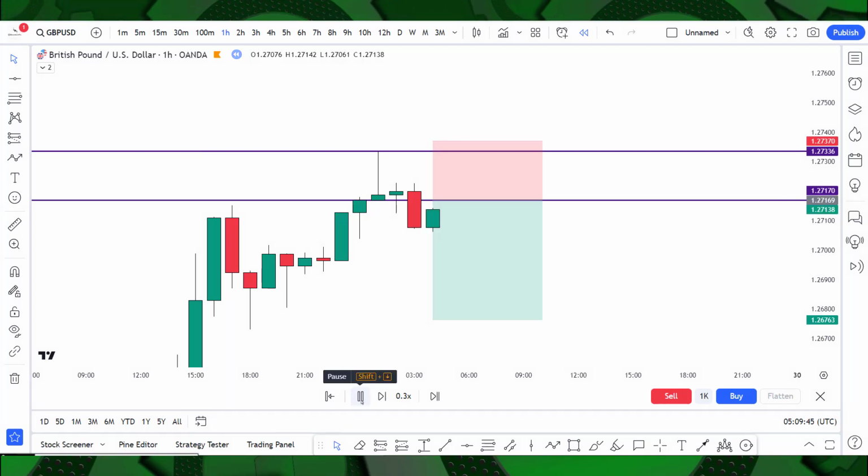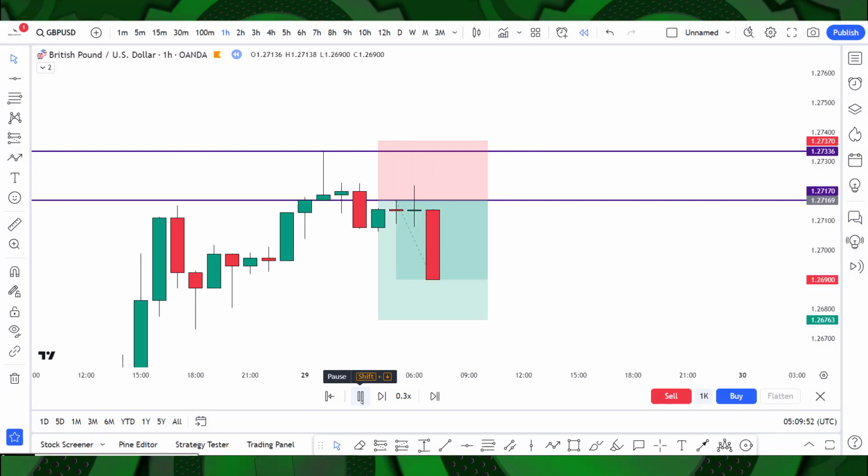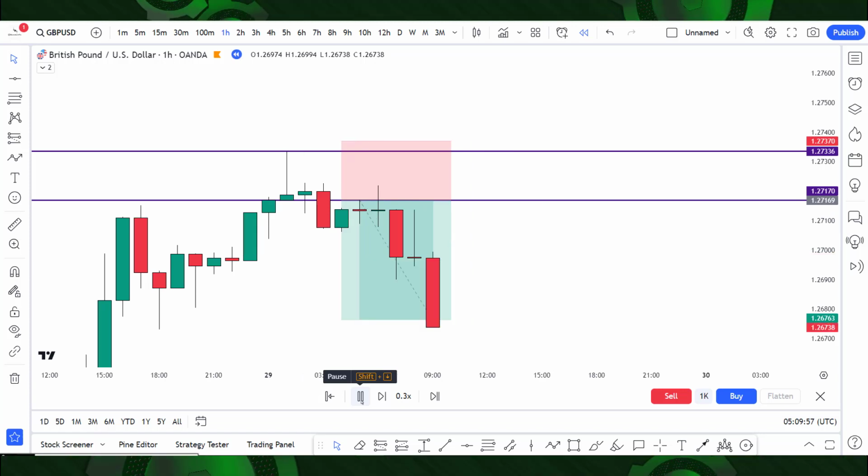So you can see that the market activated our sell signal. The market is coming down, going to our profit target. Oh, the market hit the profit target now. So we just hit our profit target. 40 pips now in the basket.